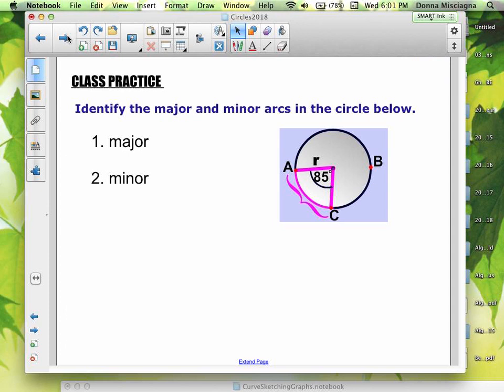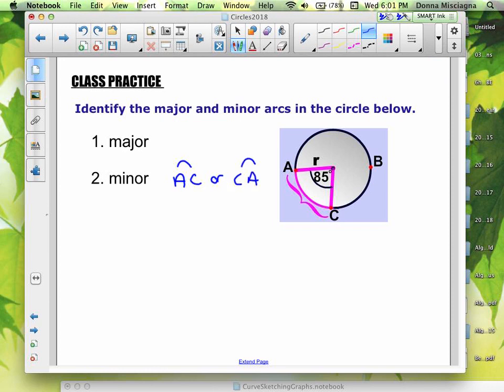All right, so let's identify the major and minor arcs in the circle below. All right, so we have a minor arc. I'm going to do the minor arc first. The minor arc, I could either call that arc AC, or I could call that arc CA. The ordering of those 2 letters doesn't matter. Those are the endpoints of that purplish, pinkish fuchsia arc there.